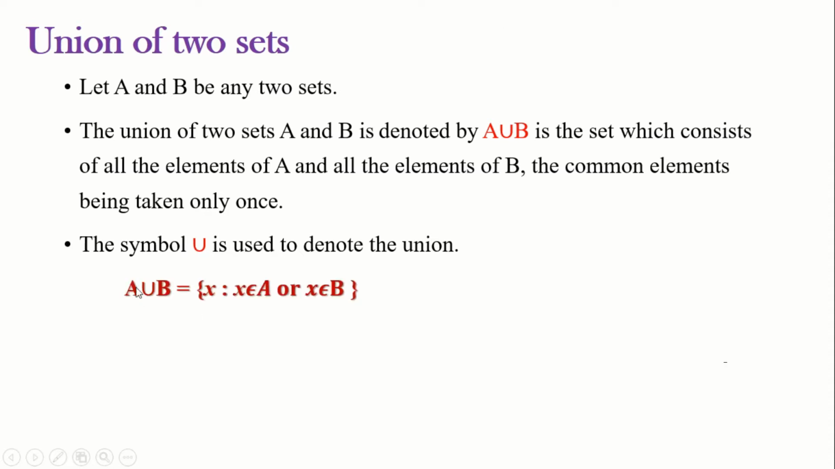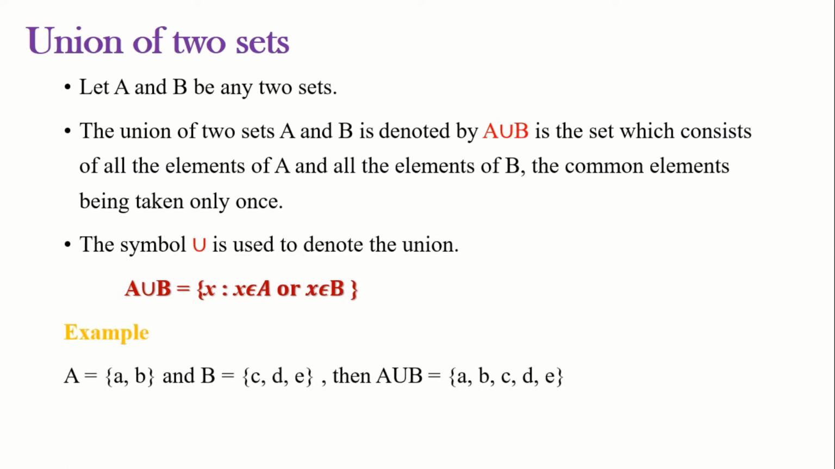So the set A ∪ B is defined as the set of x such that either x is in A or x is in B. Suppose I take any element x from the set A ∪ B, either that element x belongs to the set A or it belongs to the set B.